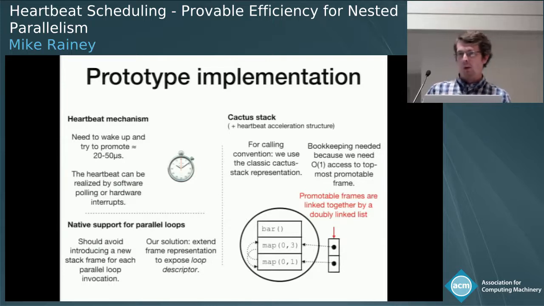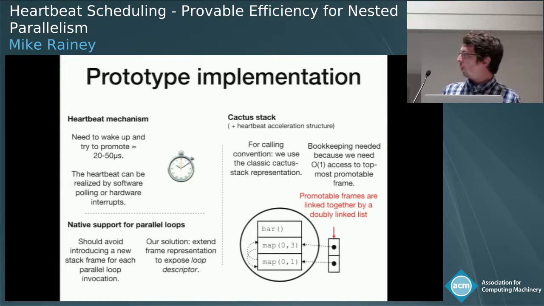And really the main point there is that to implement the heartbeat, we instrumented the function calls and the loops with checks, and each check would read from the cycle counter to test how long it's been since the previous heartbeat. So this approach is the software polling approach. Alternatively, you can have an interrupt-based approach, but it turned out to be simpler for our prototyping to go with software polling.